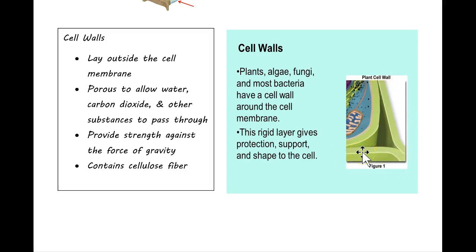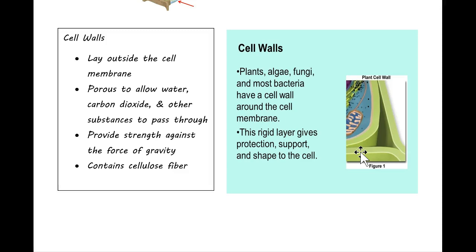And the types of organisms that are going to have cell walls are going to be plants, obviously, algae, some fungi, and most bacteria have a cell wall that surrounds it. And the role of the cell wall in these organisms is basically, as we mentioned above, for protection, support, and to help give shape to the cell.